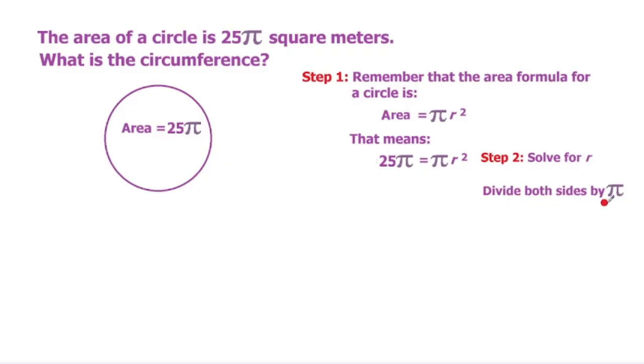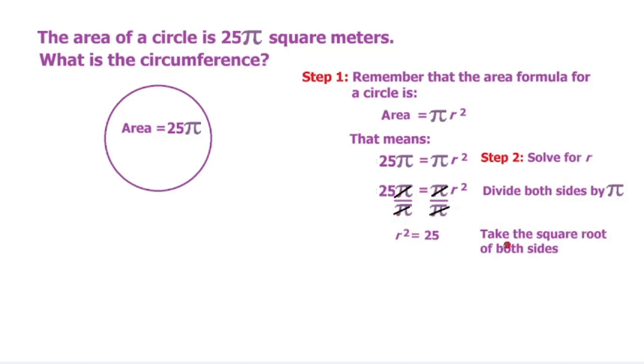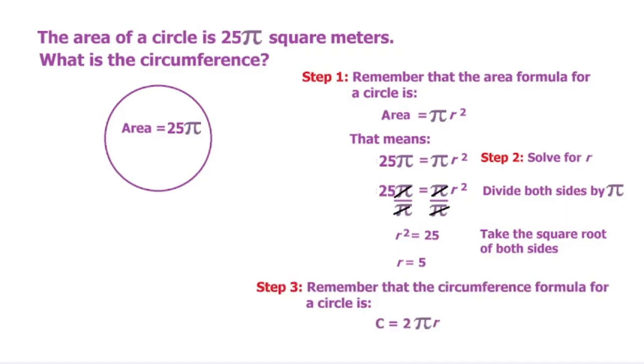So we can divide both sides by pi to try to get r on its own. Okay, so we've done that. And these all cancel out. So we're left with r squared equals 25. Well, now we could take the square root of both sides, and that's going to give us r equals 5 because the square root of r squared is r. The square root of 25 is 5.